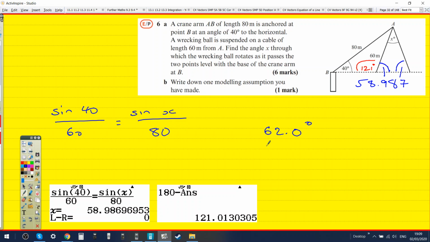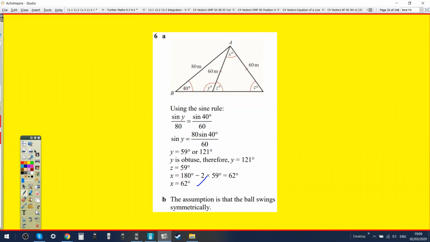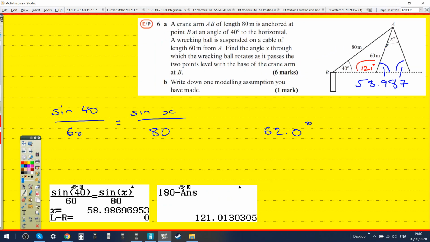Do I need to write an equation here or something? Or no, I'm not quite sure. The assumption is that the ball swings symmetrically. Okay, so I didn't realize that was an assumption. But yeah, basically, if the ball swings symmetrically, these two angles are the same as each other. Like it's the same line. You know, the wrecking ball is at the bottom of both of them, and it's just swinging back and forth.